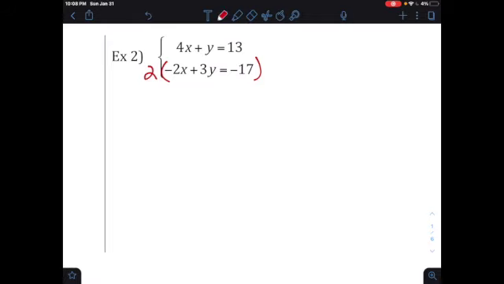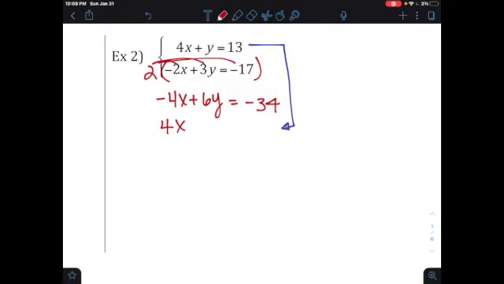So if I multiply by 2, I become negative 4x plus 6y, because we've got to distribute to all of them, and that's going to be negative 34. Take the top equation, I'm going to bring it down to the next line and write it right there. That equation is going to be just the same thing: 4x plus y equals 13.